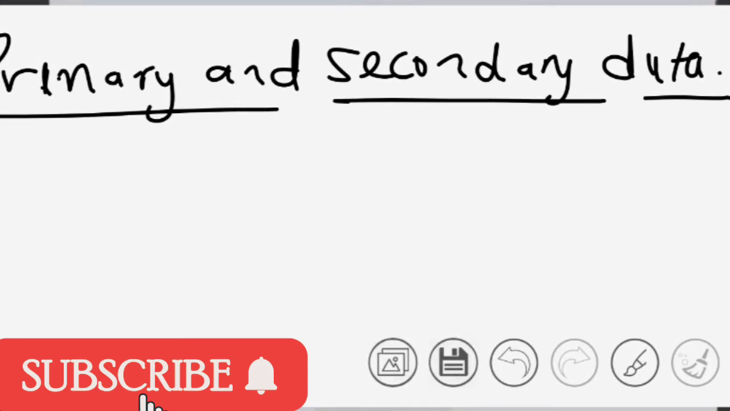Today we'll be looking at the concept of primary and secondary data. Now, in our last class we talked about data collection, and there is a need for us to look into what we refer to as the primary and the secondary data. Now, I'm going to start with secondary data.